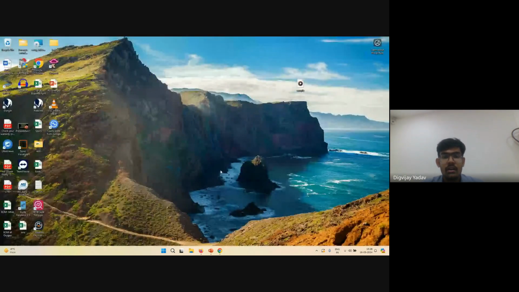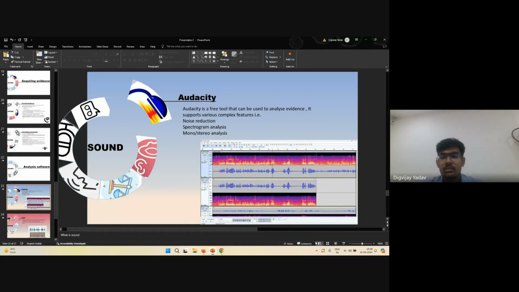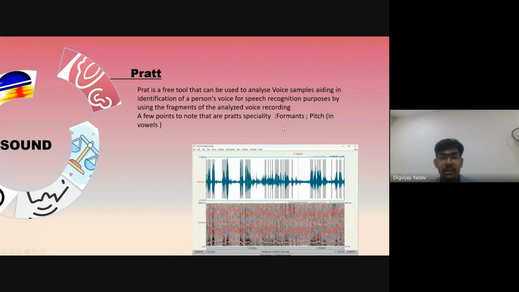As well as, I have another software. The other software is Praat. This is basically for identification and comparison. It is a free tool, and you can also download it. Forensic experts usually use this. What it does is, a specific sound sample is given, in which comparison can be done on the basis of formants, pitch, intensity, and frequencies. This software gives all of the above.